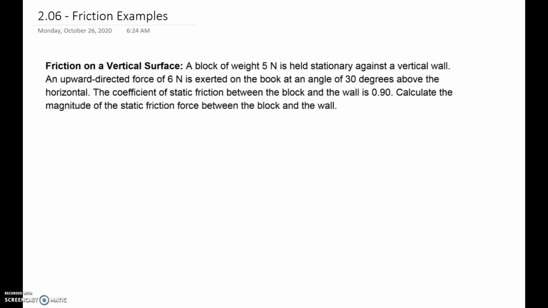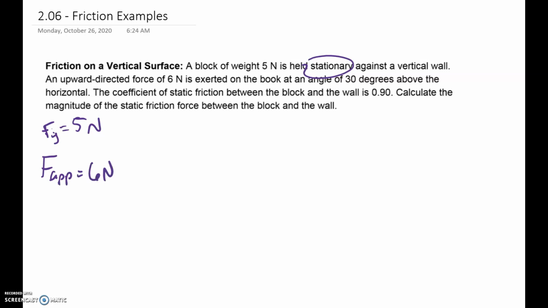So here we have a problem in which a block that weighs 5 newtons is held stationary against a vertical wall. Alright, so held stationary. Ooh, that's good. That means we're in equilibrium. We have an upward directed force of 6 newtons exerted on the book at an angle of 30 degrees above the horizontal. Alright, we'll call that our applied force.